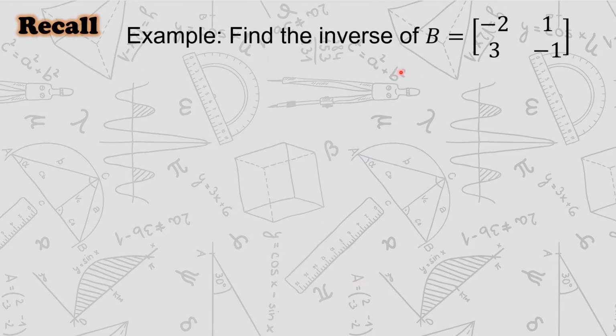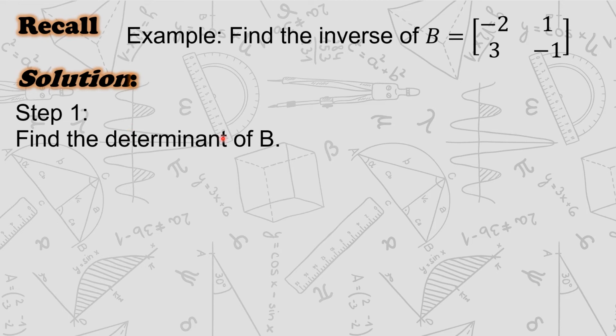Find the inverse of matrix B with elements negative 2, 1 on the first row and 3, negative 1 on the second row. This is our suggested solution. For step 1, we first find the determinant of B. So we have negative 2 times negative 1 minus 3 times 1. So the determinant of B is equal to 2 minus 3, that is negative 1.